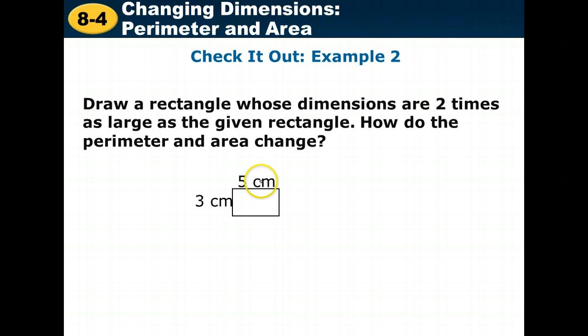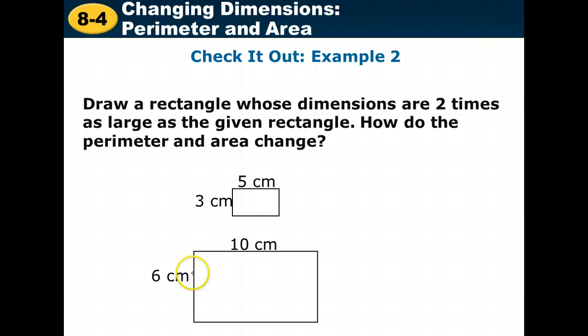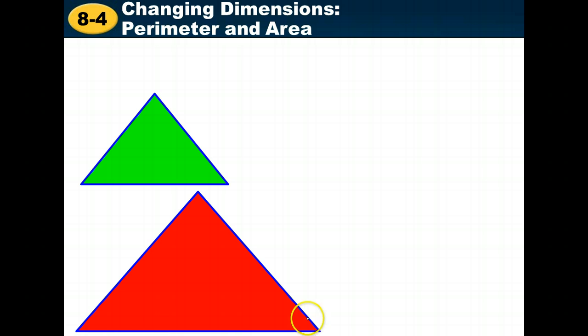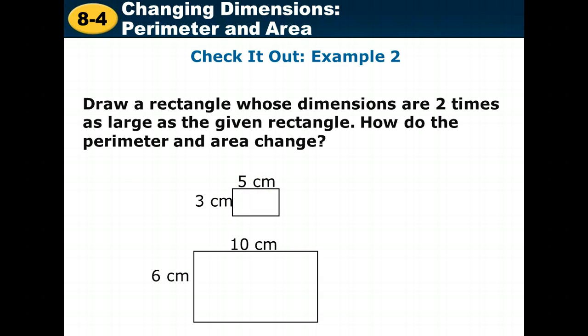All right, go ahead and try this one by yourself and then come back and get the answer. So here's the dimension, we'll double, 2 times as large. All right, here's the answer. So again, please redraw the picture. So this will be 10 and 6. And of course, we know by now that the perimeter will double, and the area will increase by 4, or 2 squared.